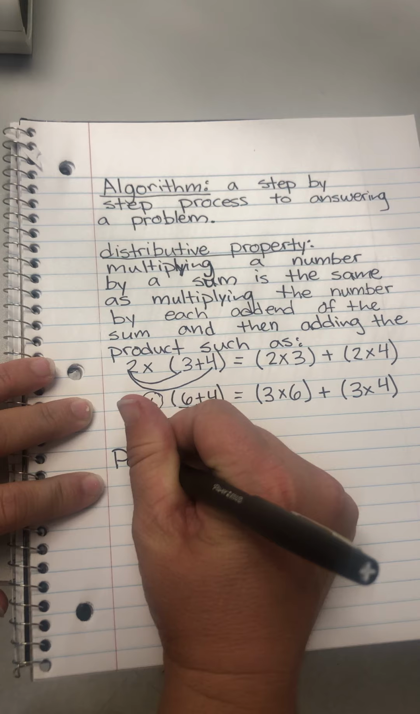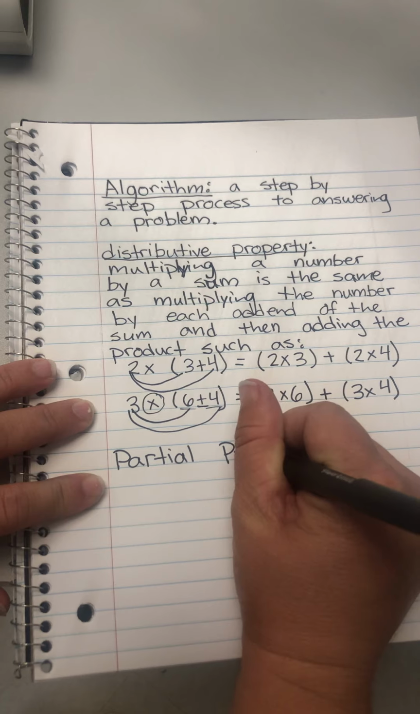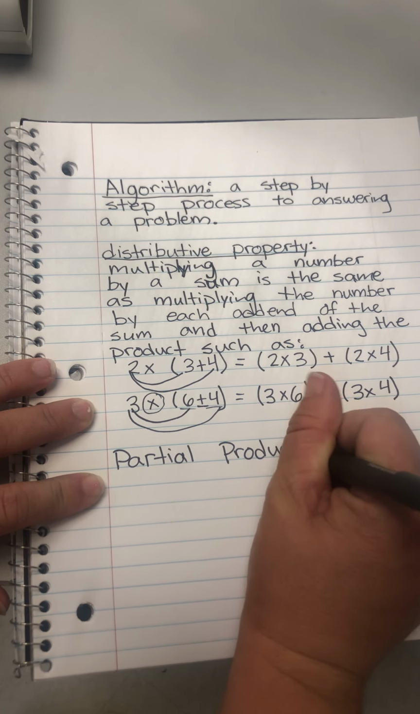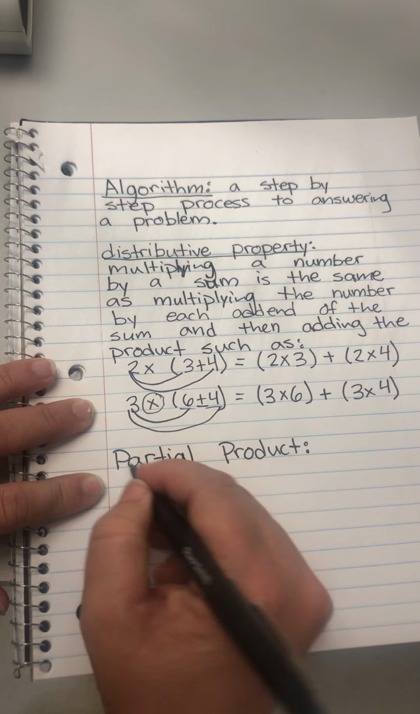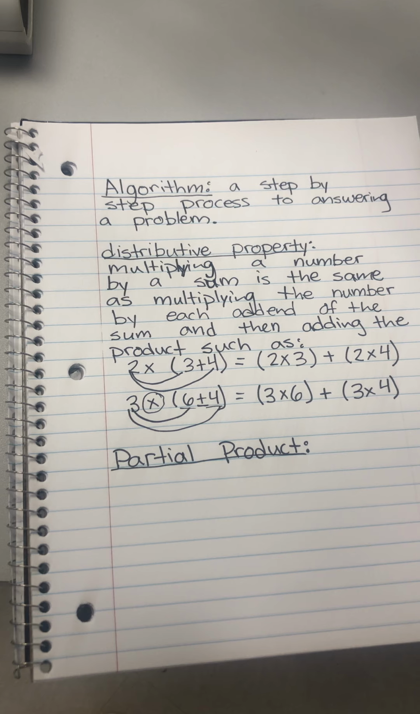Partial product. You alright? You alright, Sebastian? I just want to make sure you're alright. Sebastian. Partial product. Okay, I may have an answer.